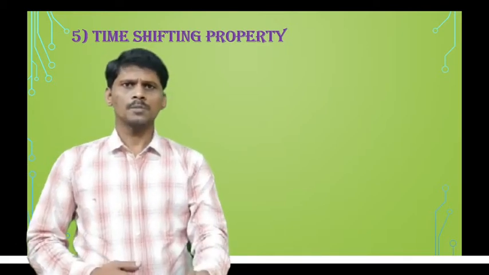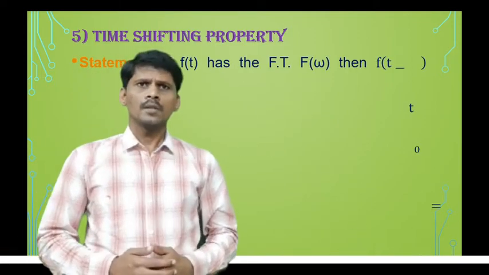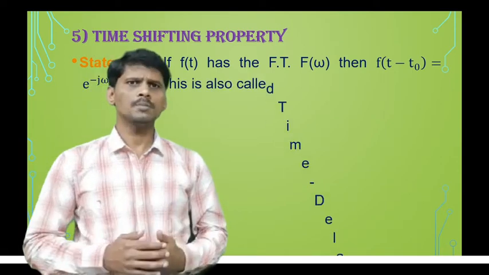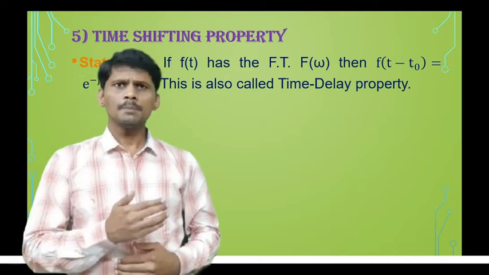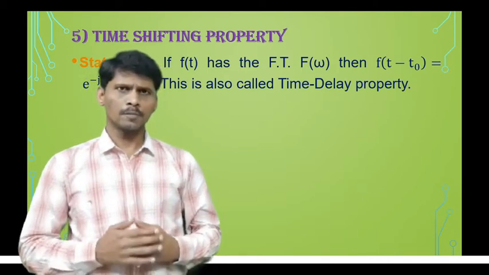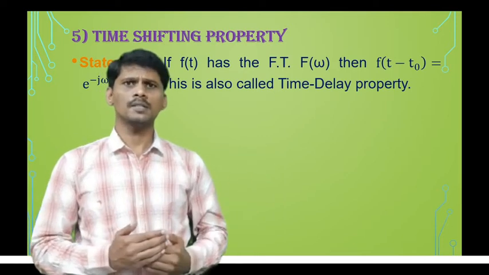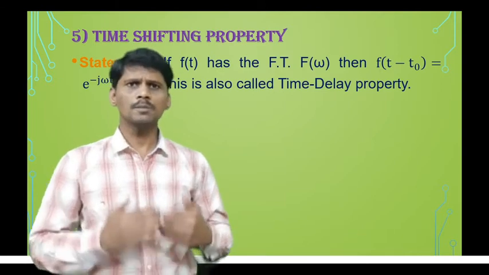So what is the time shifting property? f of t is the signal. How do we indicate a time shifted signal? The time shifted signal is represented by f of t plus or minus t naught. f of t minus t naught is the right shifted signal. f of t plus t naught is the left shifted signal.